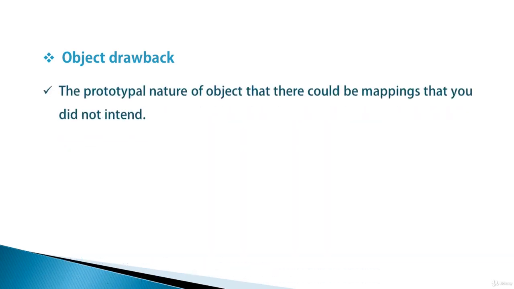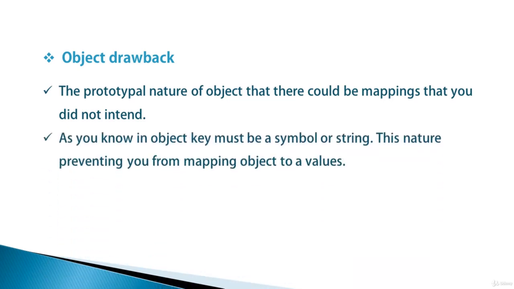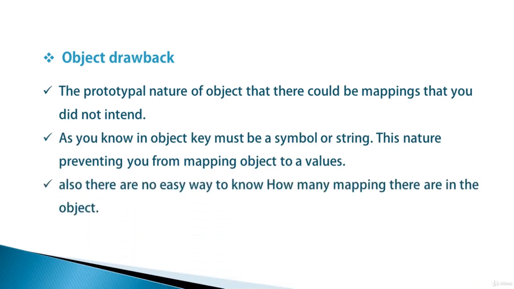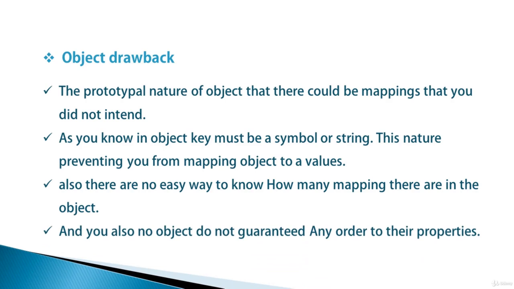Because of the prototypal nature of objects, there could be mappings that you didn't intend. As you know, in an object, a key must be a symbol or a string. This prevents you from mapping an object to a value. Also, there is no easy way to know how many mappings there are in an object. And you also know that objects do not guarantee any order of their properties.